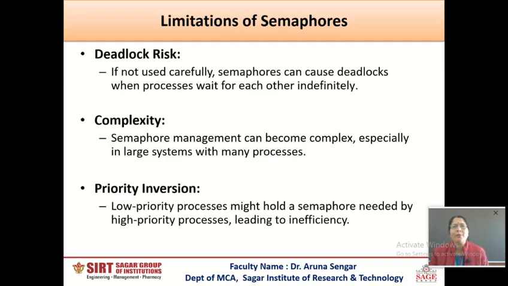And there are some limitations of semaphores. It can lead to deadlock risk. If not used carefully, semaphores can cause deadlocks when processes wait for each other indefinitely. And complexity is also there. Semaphore management can become complex, especially in large systems with many processes. And third is priority inversion. Low priority processes might hold a semaphore needed by a high priority process, leading to inefficiency. So these are some limitations of semaphore.